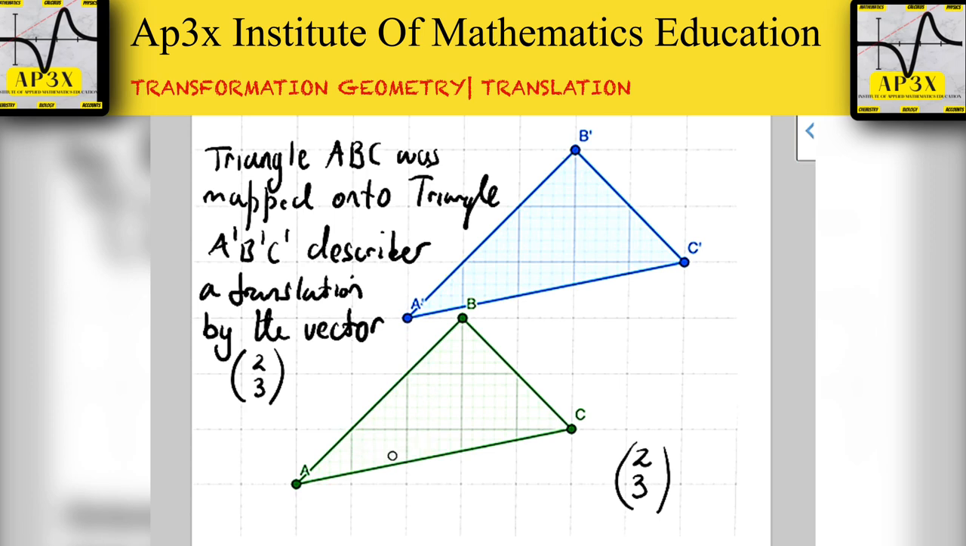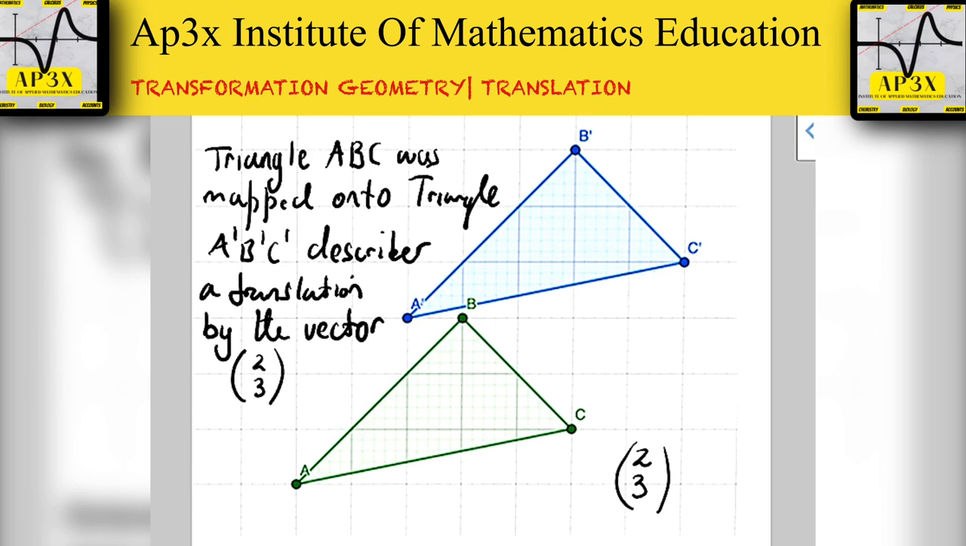And of course, most definitely it will be consistent for A to A prime. But let's just double check here. From A, we're going to take 2 steps to our right. That's 1, 2. And of course, we're going to take 3 steps up. 1, 2, 3. So fully confirmed that ABC was mapped onto A prime, B prime, C prime by a translation vector 2, 3.